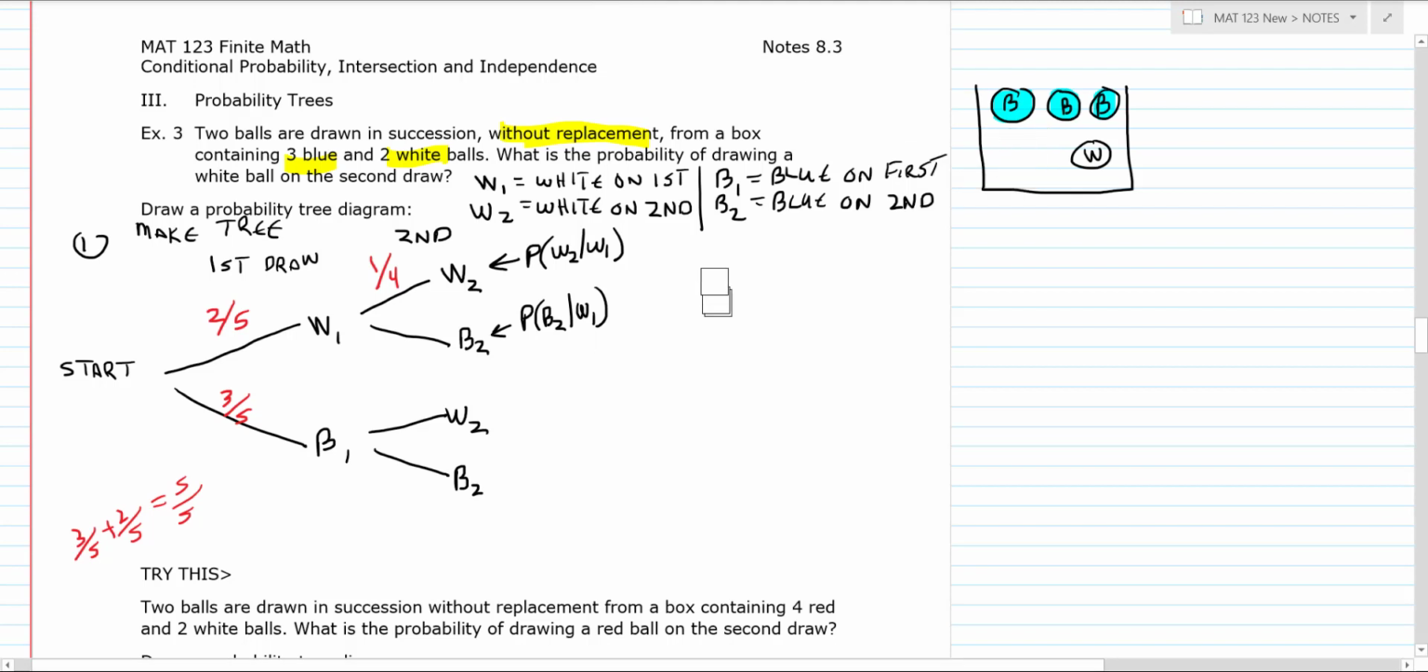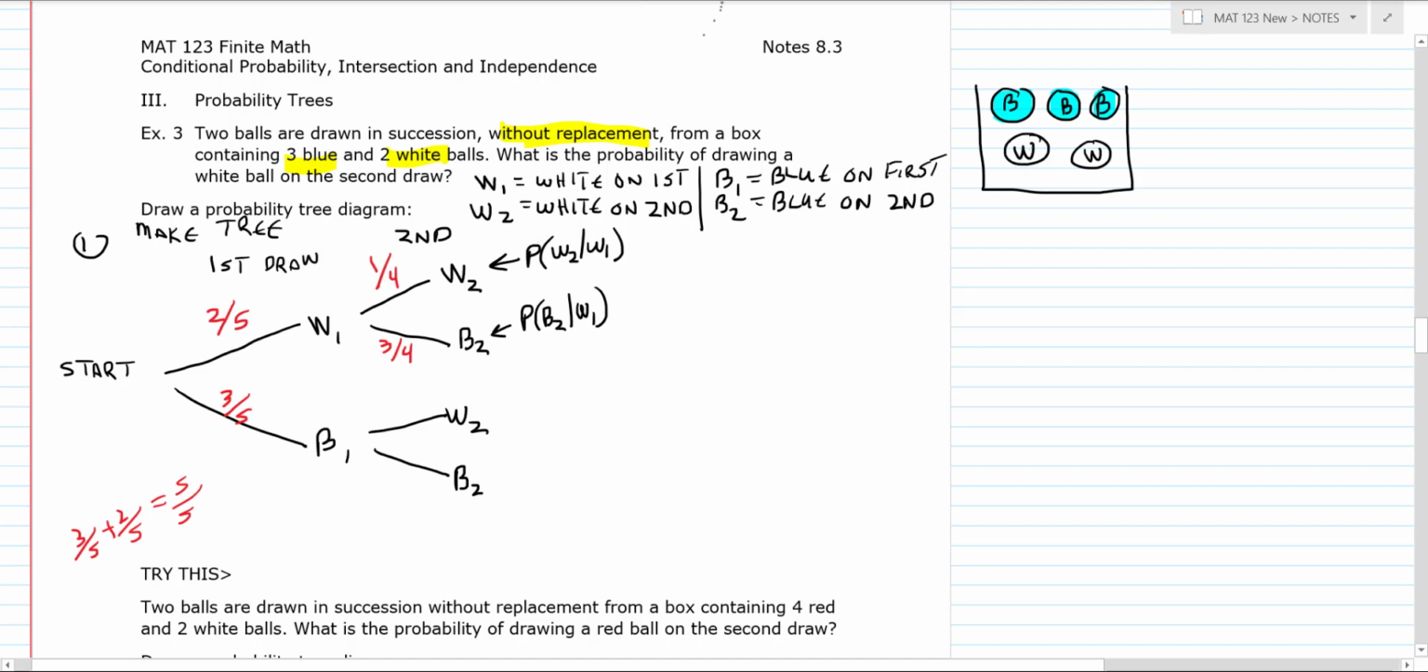We got a white on the first draw. What's the probability of blue now that the white's gone? Okay, that's 3/4. Good. So we have a 3/4 probability there. Notice 1/4 and 3/4 add up to 1. All right, let's put that white back in.